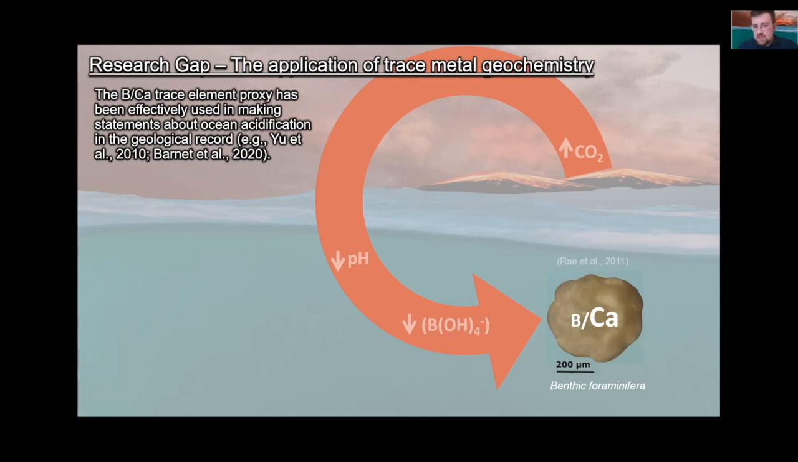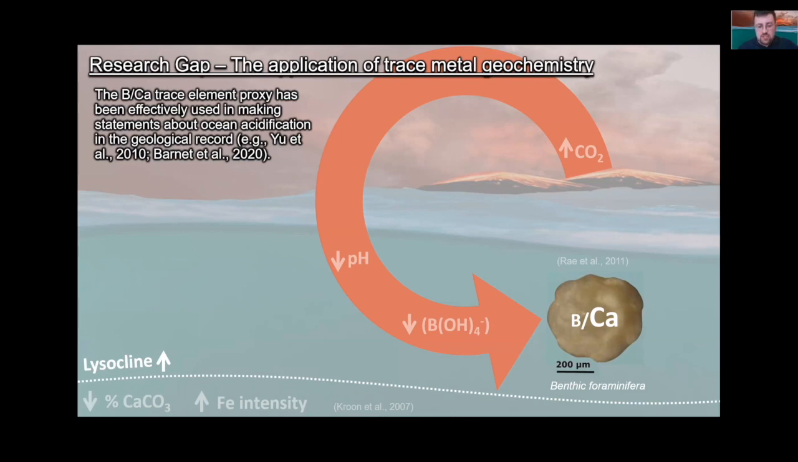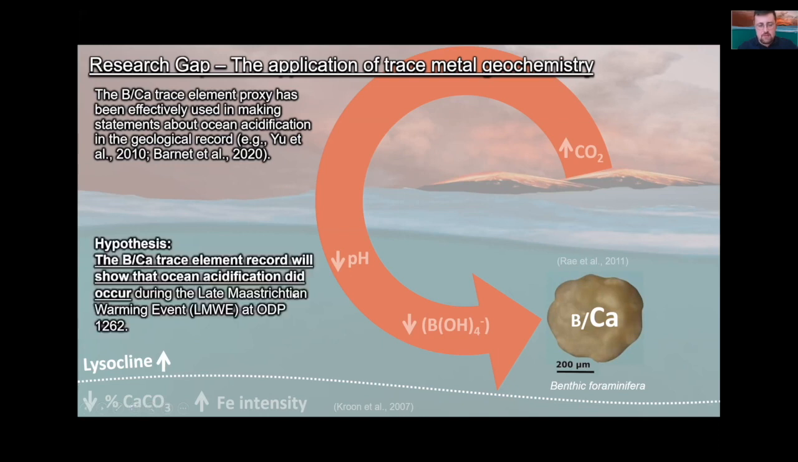Because what we'd also expect to see in this scenario would be a shoaling of the lysocline. The lysocline is that chemical gradient that determines the preservation of calcium carbonate over clay. So with a shallowing of the lysocline, we would expect to see a decrease in calcium carbonate and an increase in iron intensity within the core. Therefore, the hypothesis would be that the boron calcium trace element record would show ocean acidification occurring during this late Maastrichtian warming event in ODP 1262.